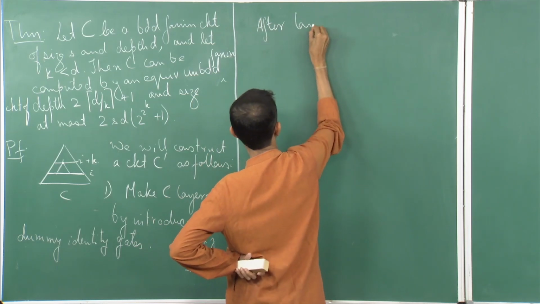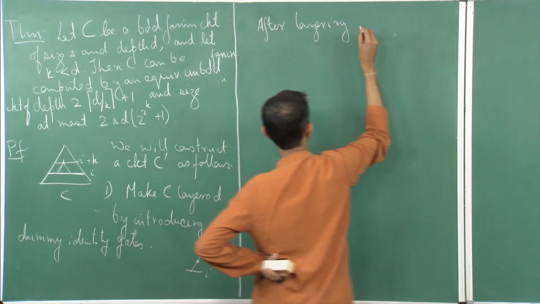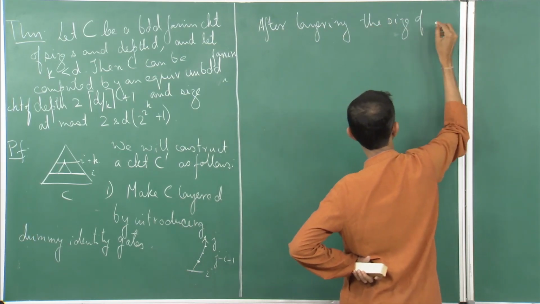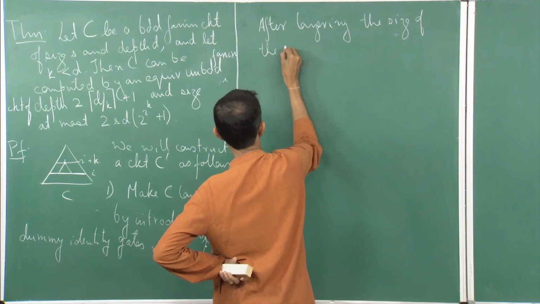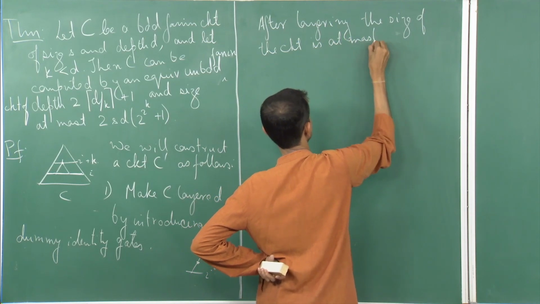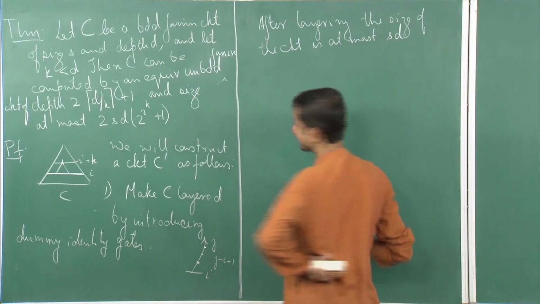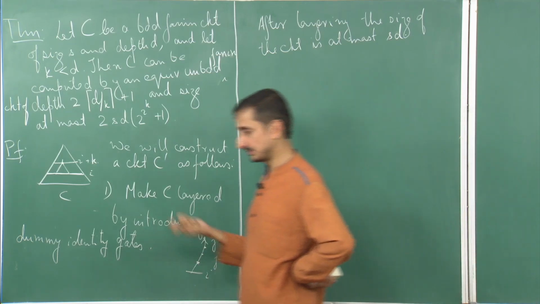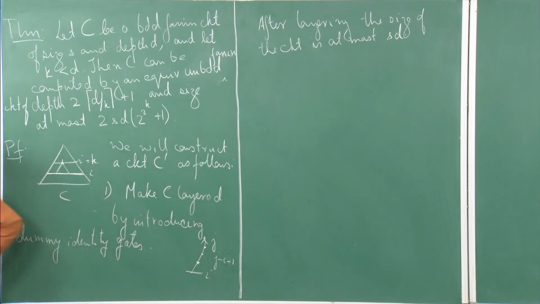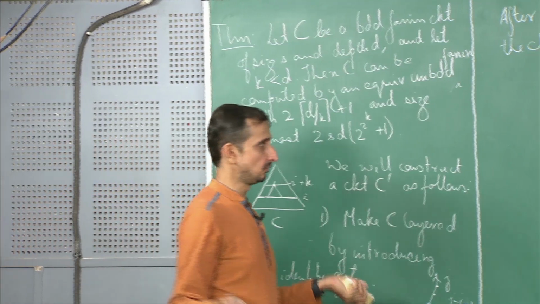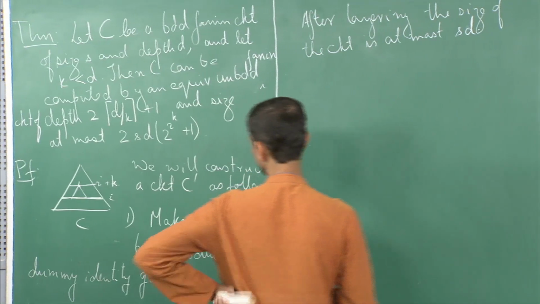After layering, the size of the circuit is at most S times D. You can think of S as the number of edges in the circuit, since it is a DAG. So the size of a DAG I can assume to be the number of edges, and for every edge, in the worst case, I will be adding D many dummy nodes. Therefore, it is at most S times D.